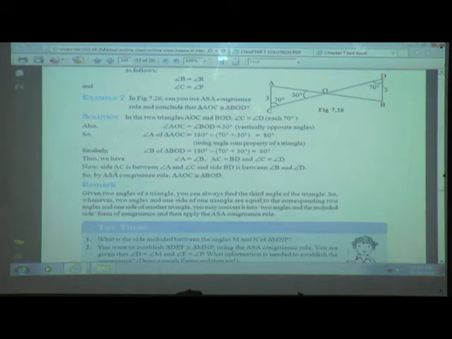So now side AC is between angle A and angle C, and side BD is between angle B and angle D. So by ASA congruency rules, triangle AOC is congruent to triangle BOD. So we can say that both the triangles are congruent by ASA criteria.